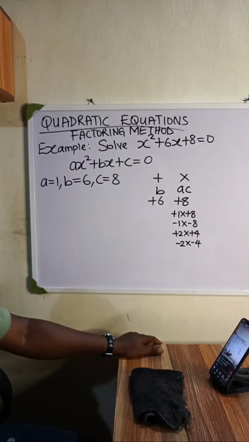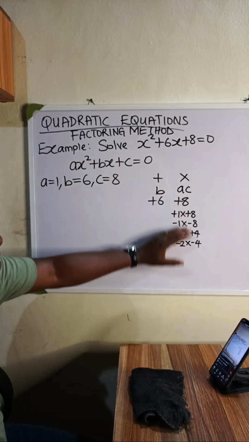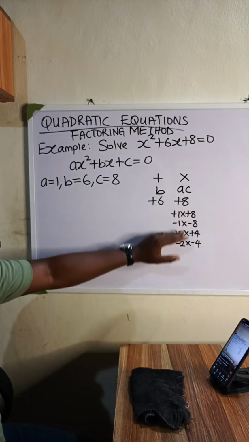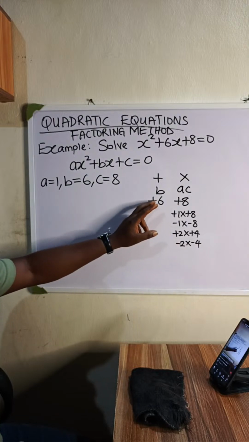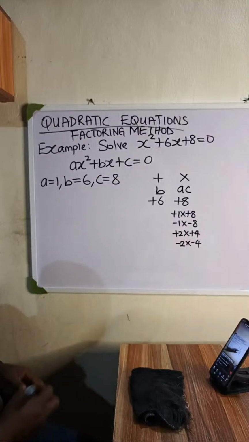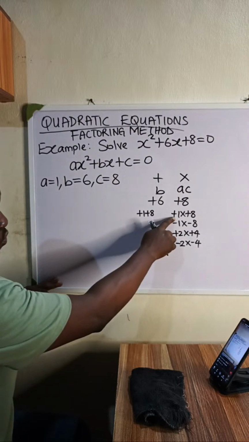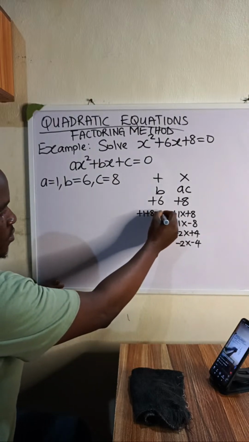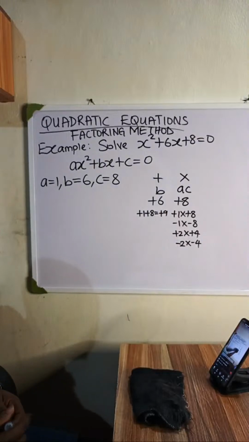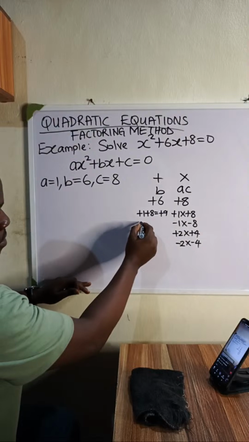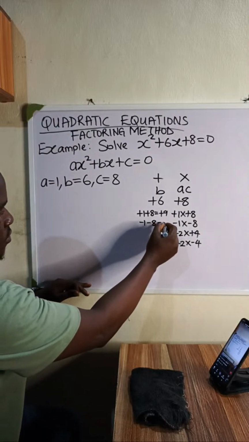Okay? So we have written out the numbers that will multiply to give us plus 8, but we need to sieve out the one that will add to give us plus 6. Which group among these 4 groups will add up to give us plus 6? Let's look at this. Plus 1 plus 8 will give us plus 9. Minus 1 minus 8 will give us minus 9.